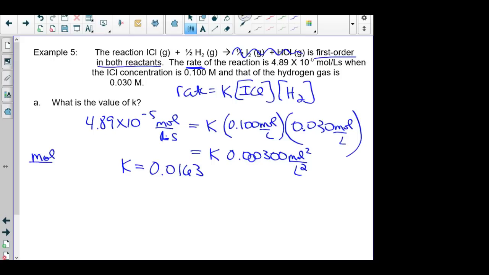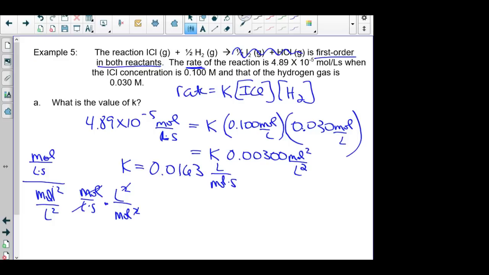So we're going to say moles over liter seconds, and then we're going to divide by moles squared over liter squared. Remember that when I do that, it's the same thing as saying moles over liter seconds. When I divide by a fraction, I flip it. Liter squared over mole squared. So this liter cancels with one of those. This mole cancels with one of those moles, and my unit will become liters over mole seconds. Yes, units are important.